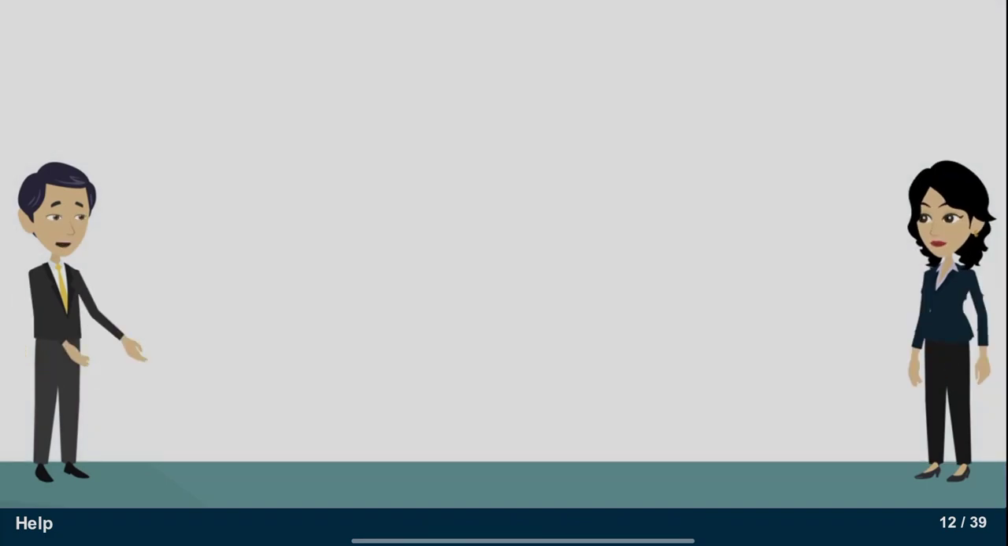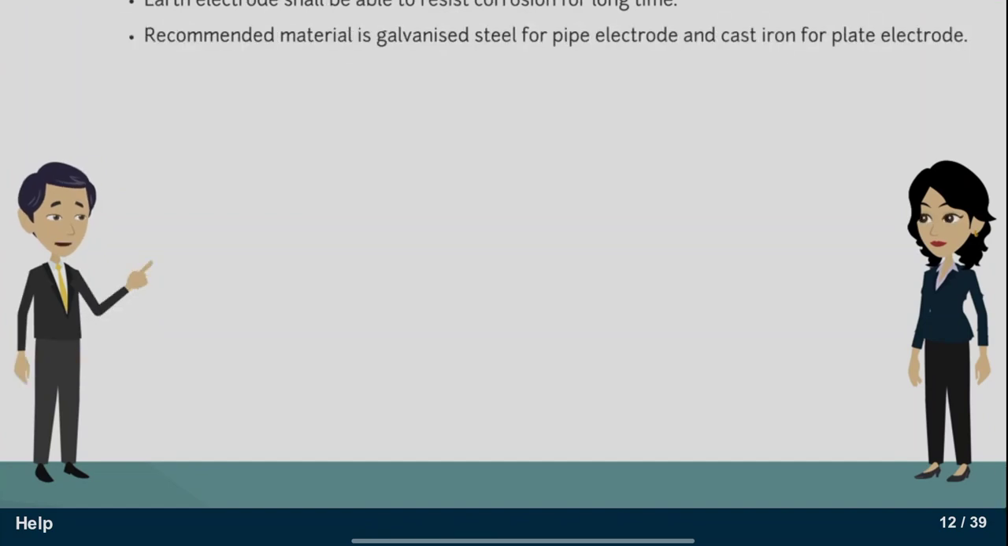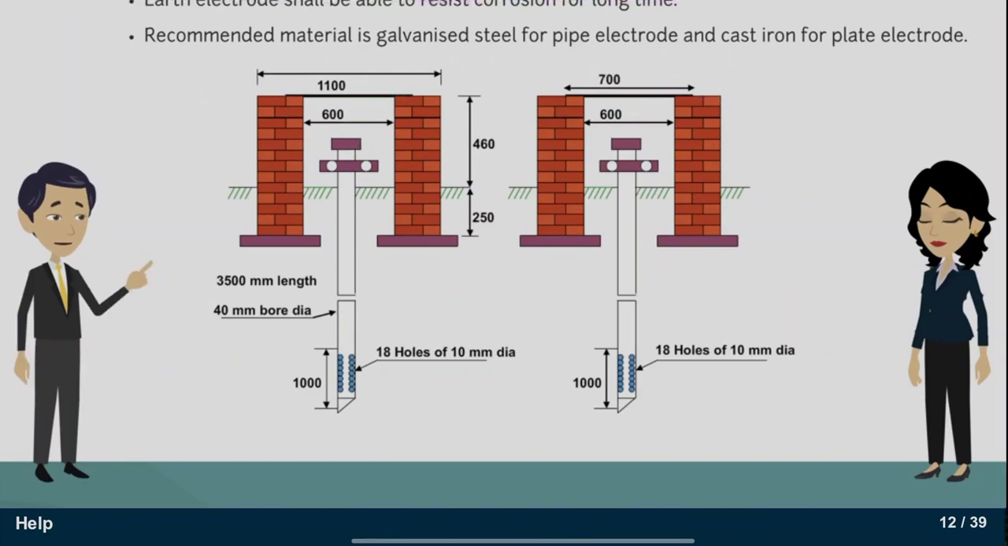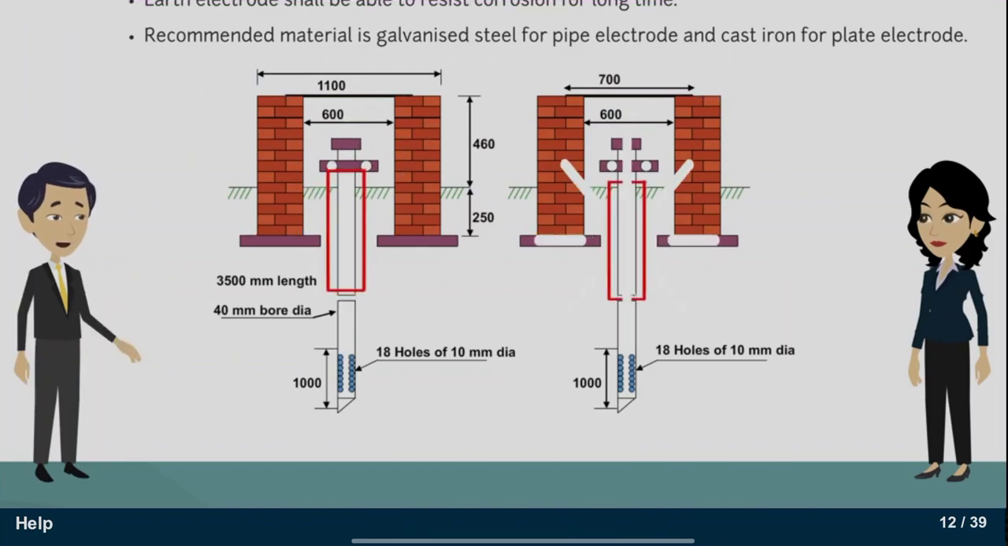Sure. So, Surbhi, we all know about earth electrodes. It is used in earthing as it is able to resist corrosion for a long time. Also, the recommended material is galvanized steel for pipe electrode and cast iron for plate electrode. As you can see, this diagram is of a pipe earthing pit. The pipes that you see here are galvanized steel pipes.